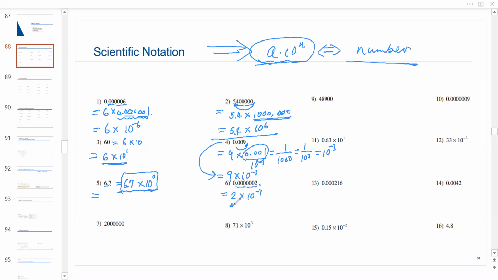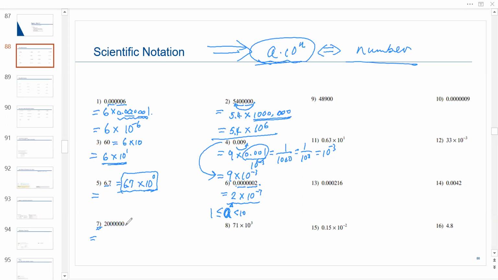So remember, this number is less than 10, greater than or equal to 1. Just put this number in between here. So you can get this easily, right? All right, let's see number 7. Let's give more examples so you guys can understand well.